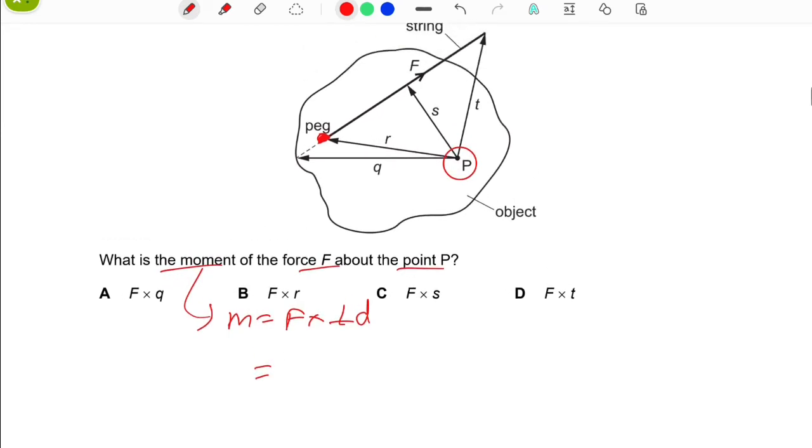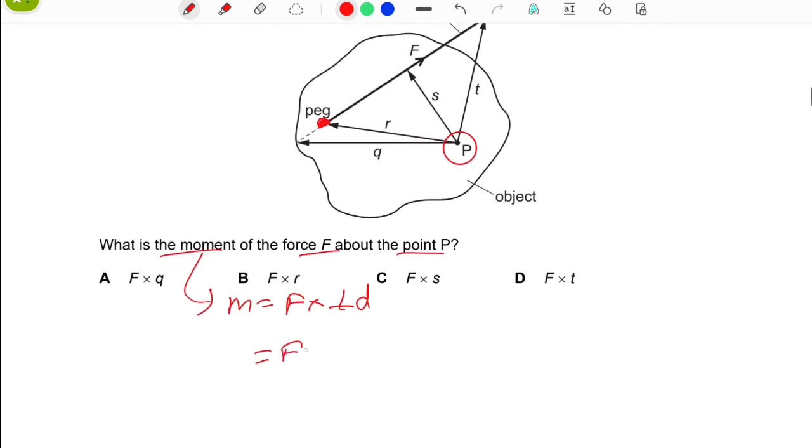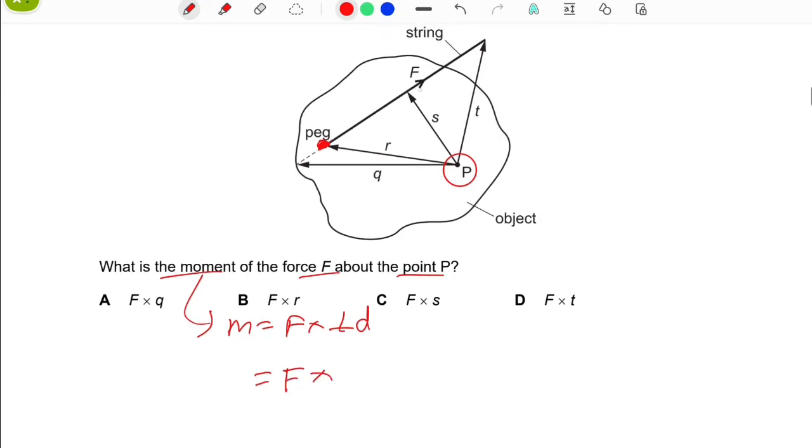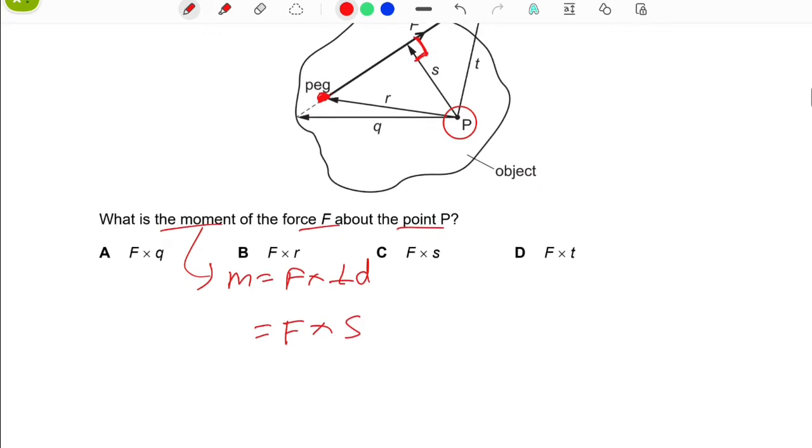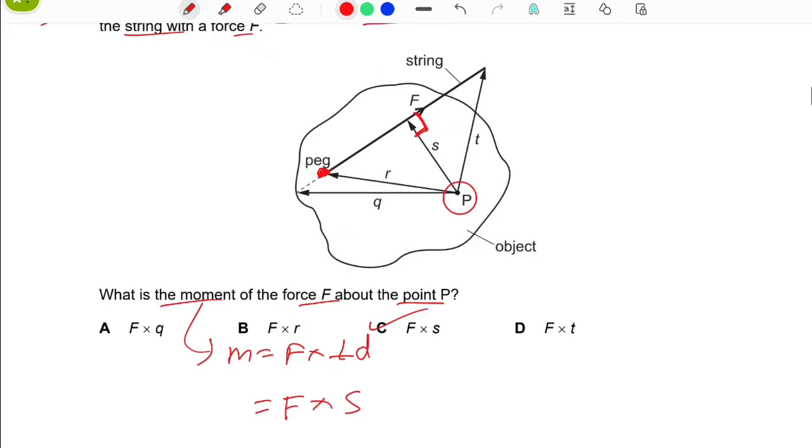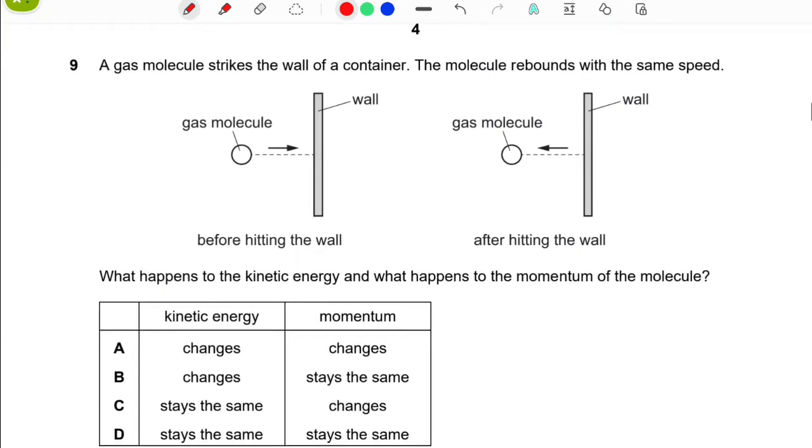So force they have given as F, and the perpendicular distance from P is S. As you can see over here, there is a right angle forming over here, so F cross S, and yeah, there you go, your option C is the correct one. I hope you are able to understand stuff. You just have to use the formula and just substitute the values, and yeah, boom, there you go, you will get your answer. So let's move to question number 9.